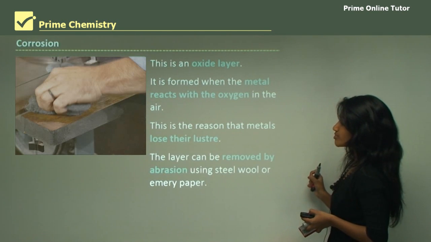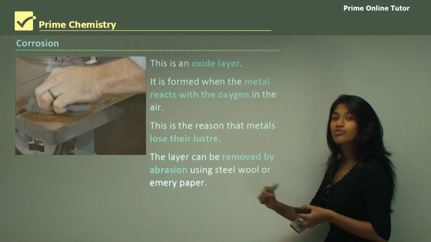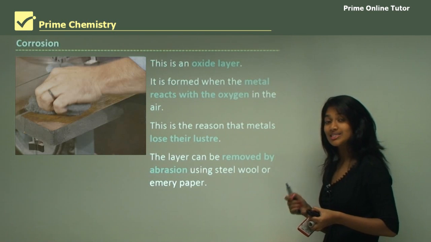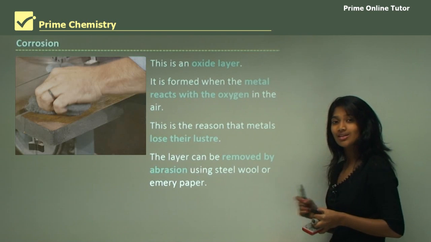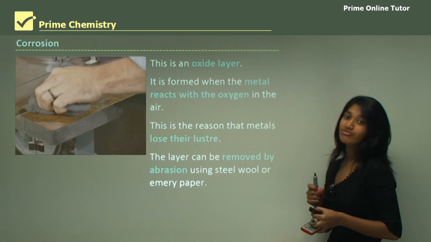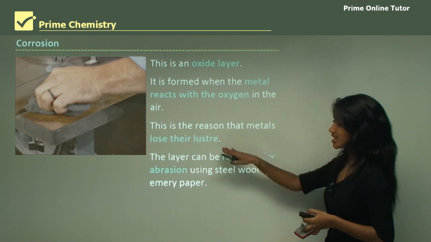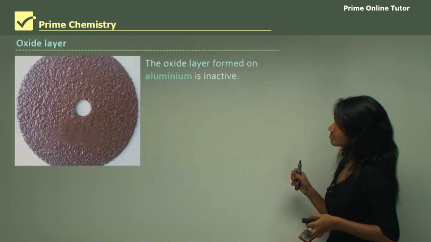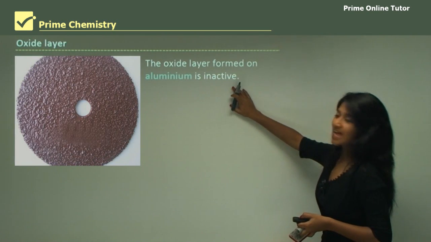The layer can be removed by abrasion using steel wool or emery paper. So if you rub steel wool against a magnesium strip that has developed magnesium oxide on it, you would clean it and make it shinier. By doing this, you're actually removing the magnesium oxide, which is a white powder, making it less lustrous.